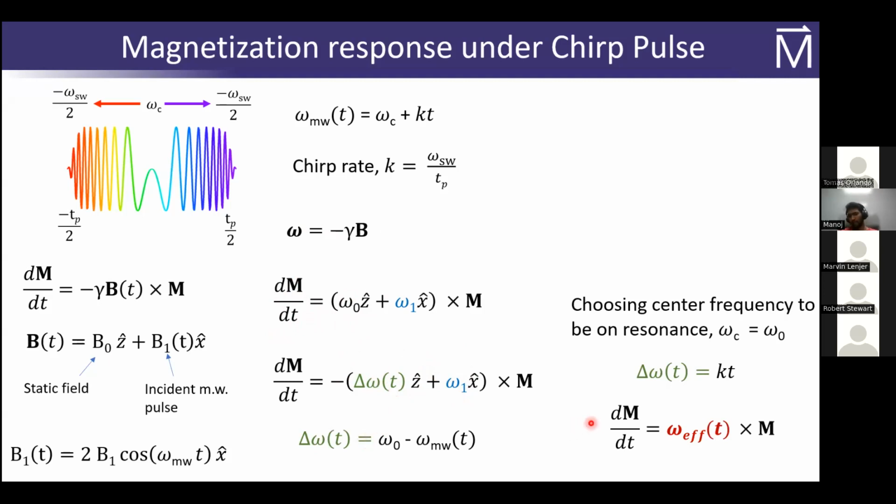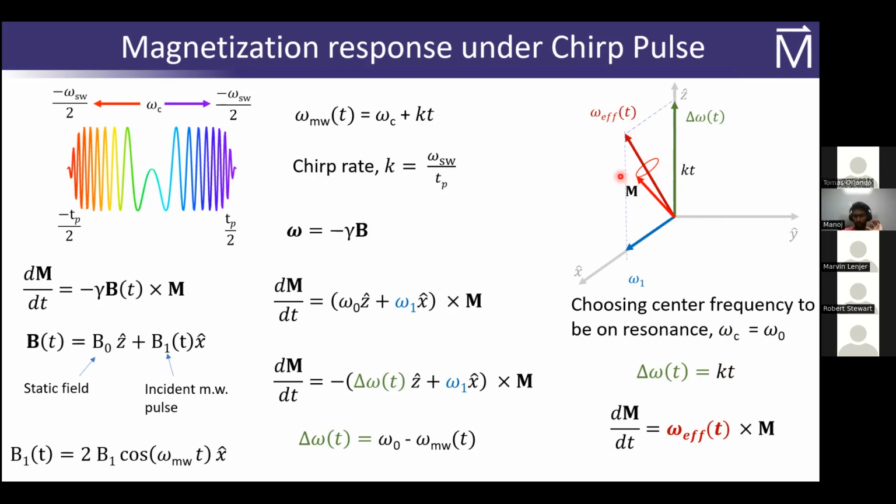Now, if we choose our center frequency to be on resonance, then this time-dependent offset depends only on the time and the chirp rate. Essentially, this means the spin vector, or the magnetization vector, precesses around this effective field.